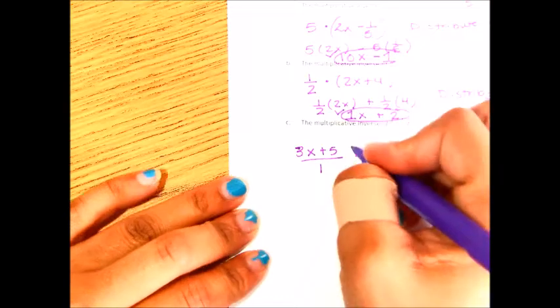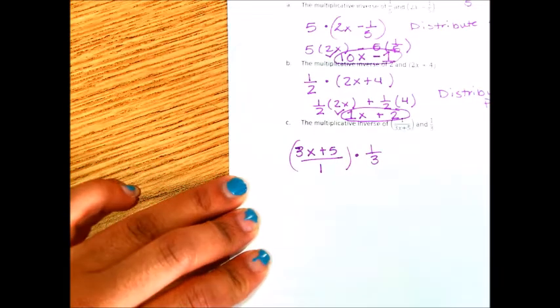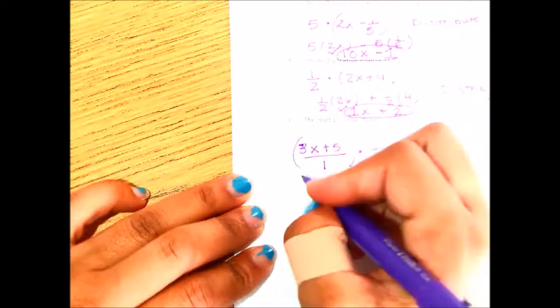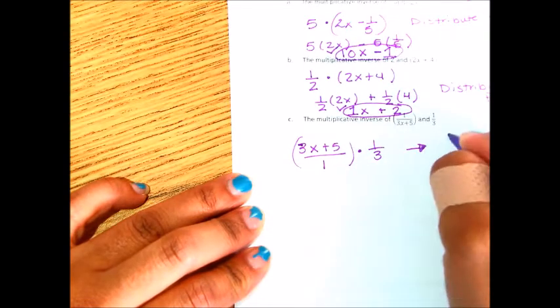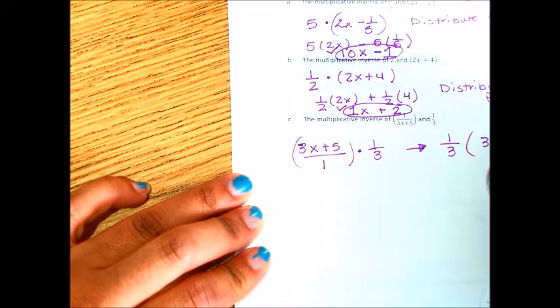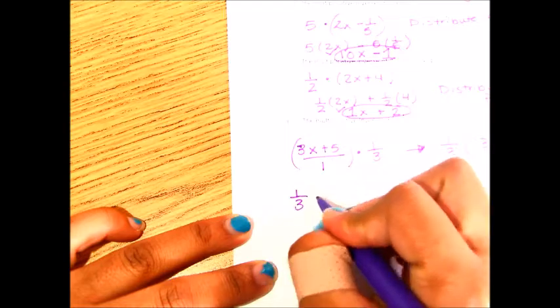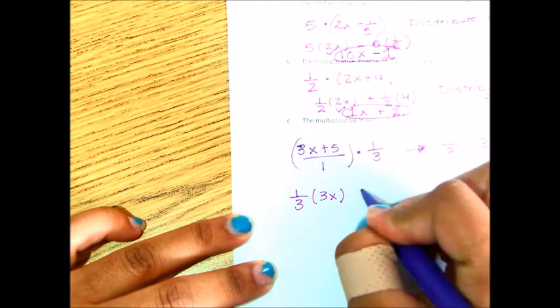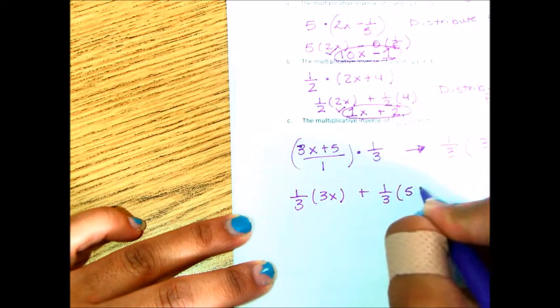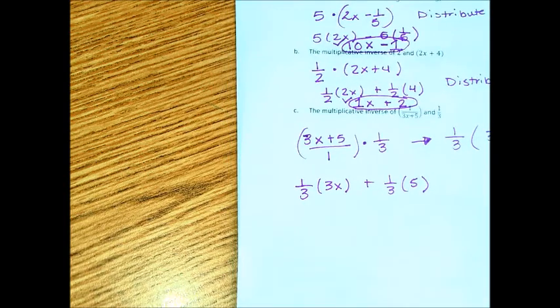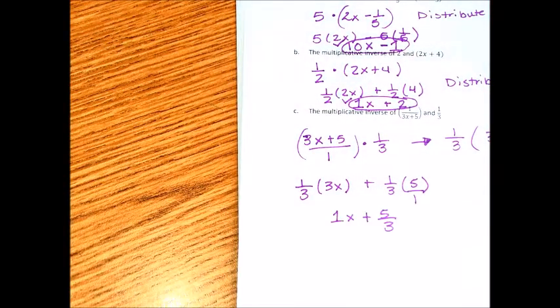I'm going to use the commutative property to rearrange this so you can see what's actually outside the parenthesis at the front of my expression. So this actually says I'm doing 1/3 times 3x plus 5 over 1. I want to distribute this 1/3 to that 3x and to that 5. It's going to look like 1 over 3 times 3x plus 1 over 3 times 5. Go ahead and simplify this expression. We ended up with 1x plus 5 over 3.